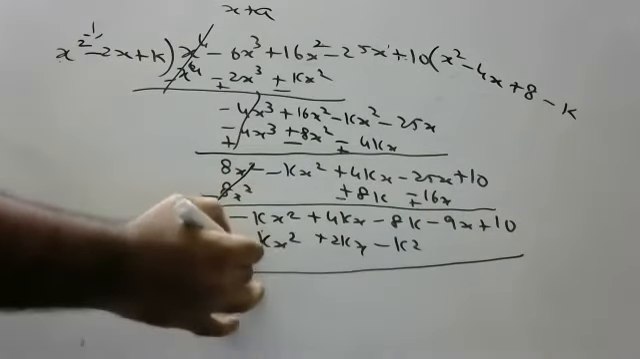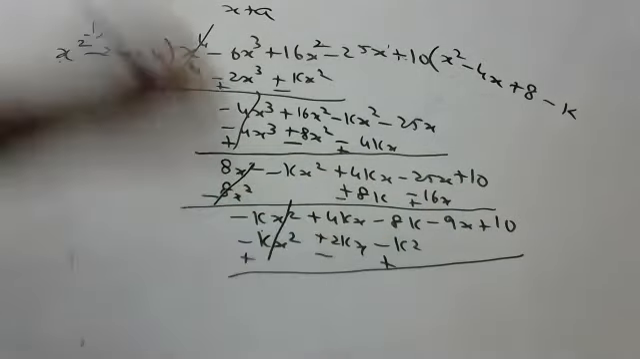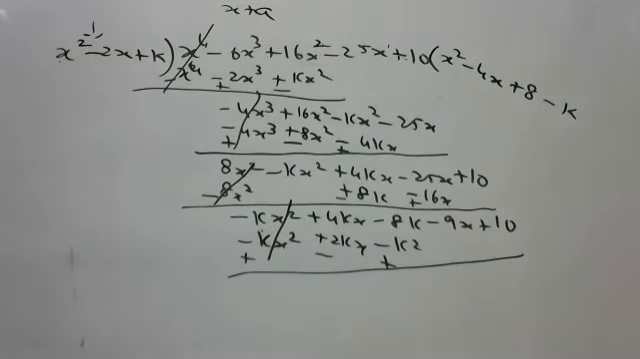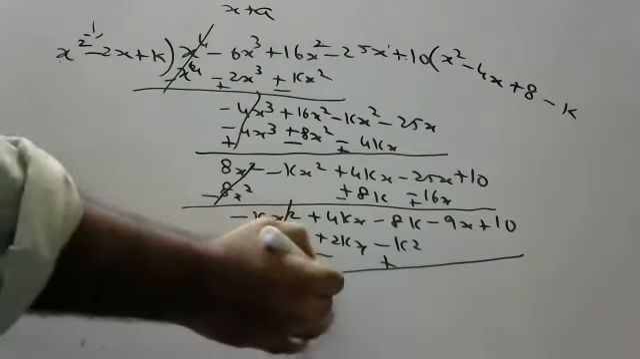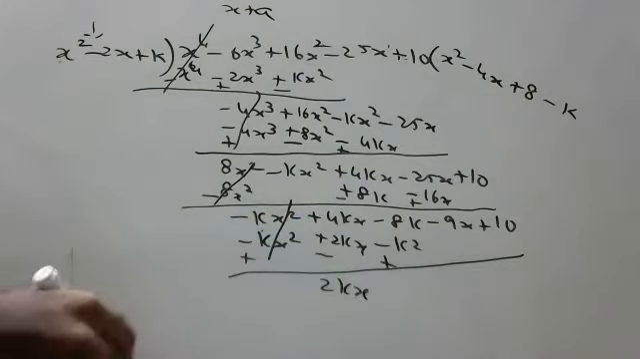This is plus, this is minus, this is plus, this is gone. Okay, so when this is gone, children, 4kx minus 2kx is how much? 2kx. Please try to understand. This is important. Last step.